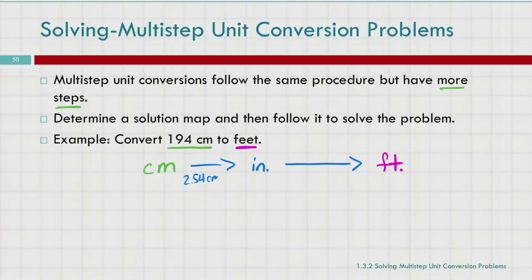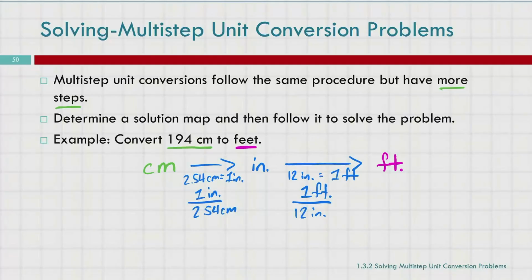2.54 centimeters equals 1 inch. 12 inches equals 1 foot. We want to make sure that we get the correct form. We're starting with centimeters, so we want the centimeters to be on the bottom. That'll make sure that they disappear. So 1 inch over 2.54 centimeters. Then we would have inches. We want to make sure the inches disappear, so we get the 12 inches on the bottom, 1 foot on the top. So 1 foot over 12 inches. Those would be our 2 steps.